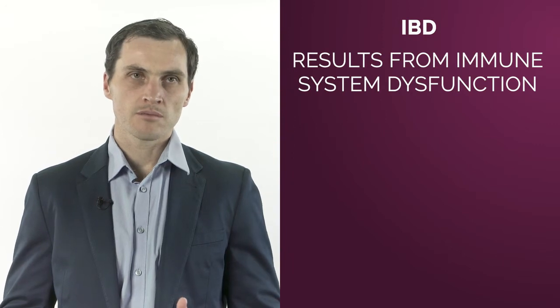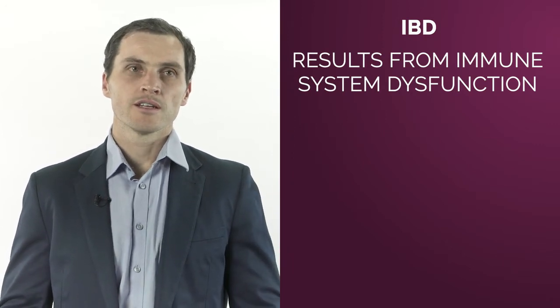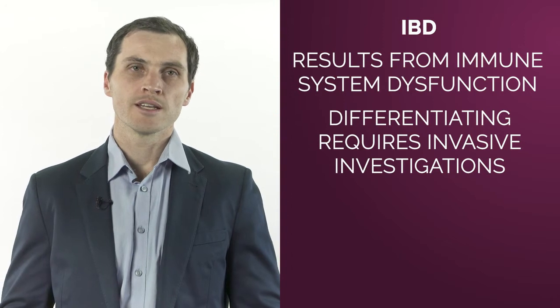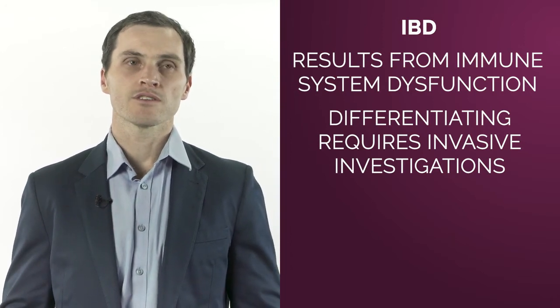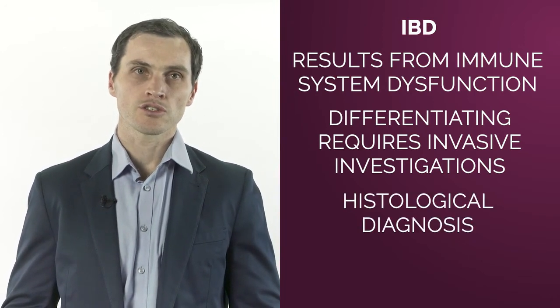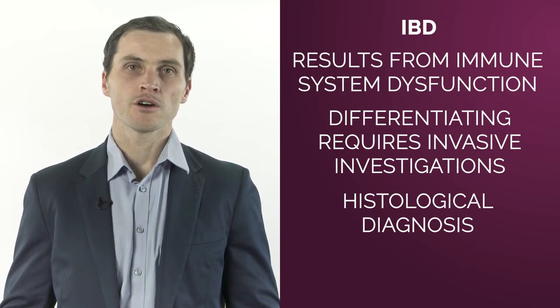In summary, IBD mainly refers to Crohn's disease and ulcerative colitis. These conditions collectively affect the entire gastrointestinal tract, from the mouth to the anus. IBD results from immune system dysfunction, being an autoimmune disease. Differentiating between the two main entities of IBD requires invasive investigations and usually a histological diagnosis by way of biopsy of the gastrointestinal tract. Complications of IBD can be devastating, with significant impact on mortality and morbidity.